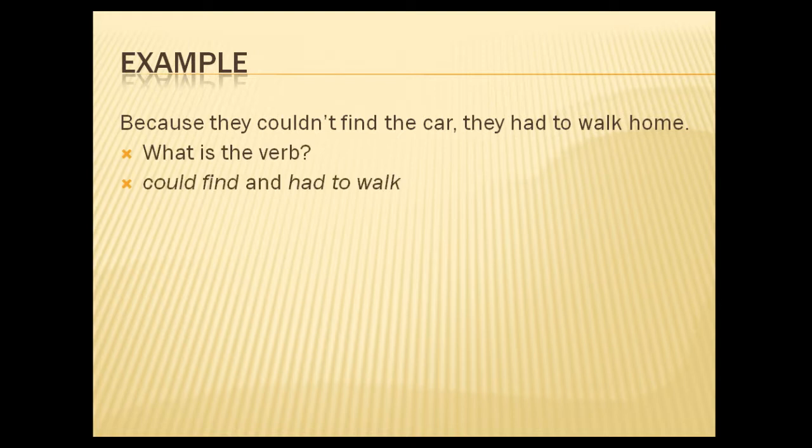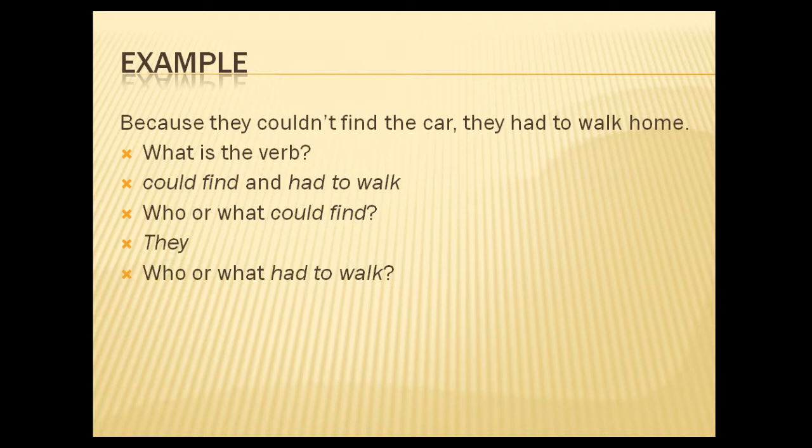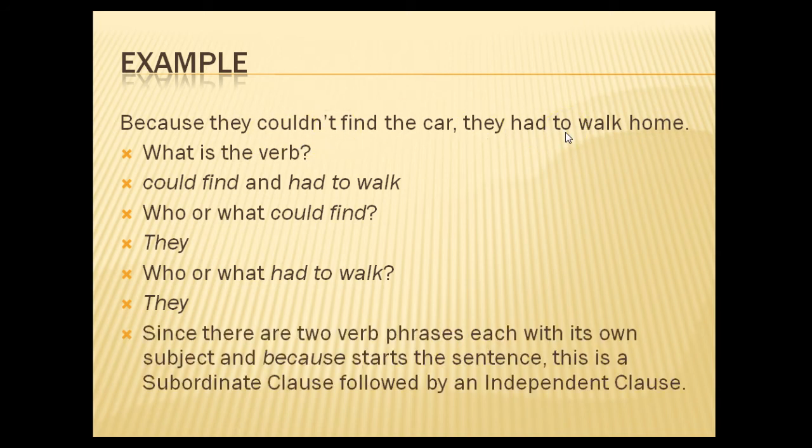Second example, because they couldn't find the car, they had to walk home. The verbs we have are could find, had to walk. The n't, the not, is actually an adverb, and technically it's not part of the verb. Who or what could find? They. Who or what had to walk? They. But please note that they is written each time for that verb phrase. So we have two verb phrases with subjects matching, so two clauses.